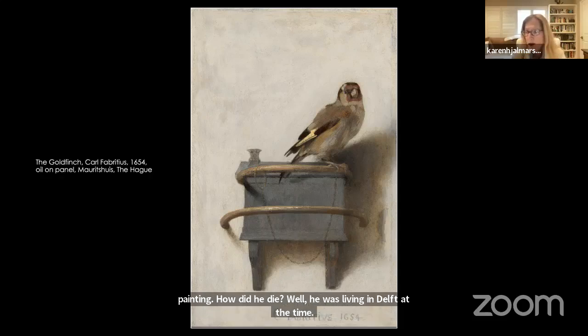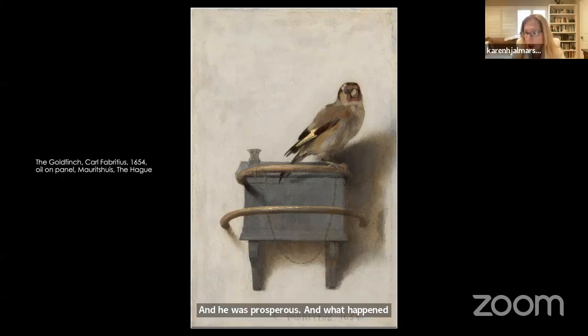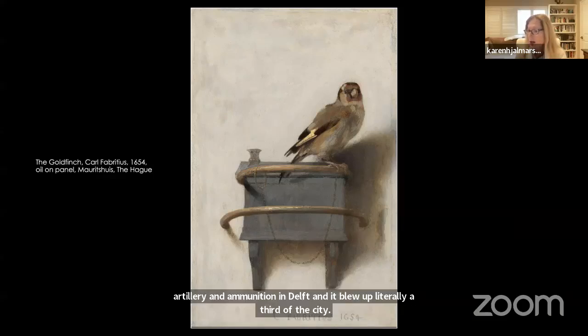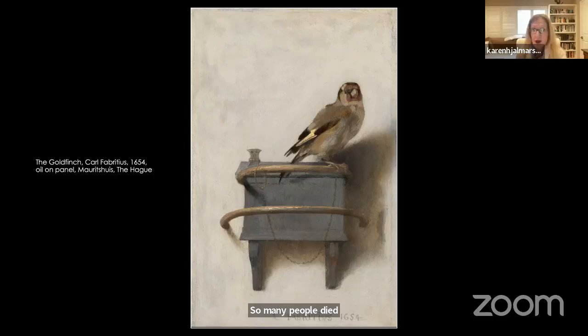And what happened was there was a magazine explosion, a magazine being where they stored artillery and ammunition in Delft, and it blew up literally a third of the city. So many people died, including a student of his who was working with him. I said a third of the city, I apologize, a quarter of the city. So many people died, and people who worked in his little studio were killed. So it was a really, really deep tragedy.